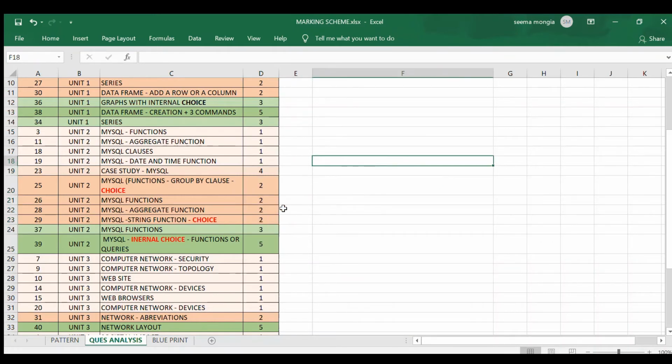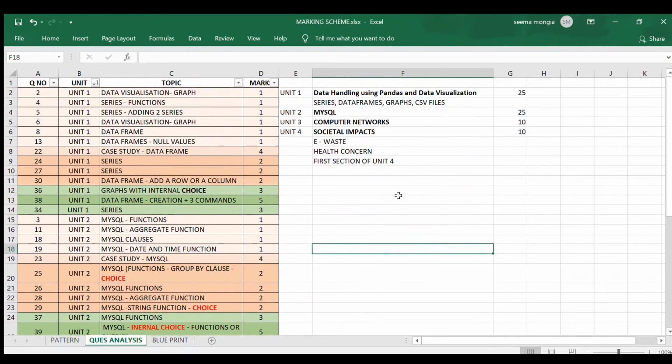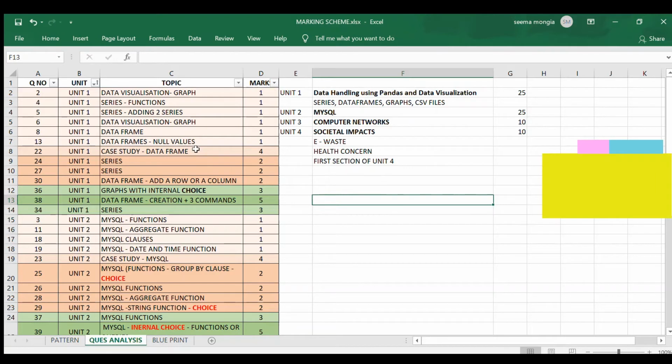Now coming on to Unit 1. Unit 1 is, you can say, the most important and detailed part, which contains the Python programming, pandas 1, pandas 2. It talks about series, it talks about data frames, it talks about data visualization graphs, and it also talks about a little bit of CSV file handling. Now CSV file handling as such is not covered over here, but yes, it is definitely expected in your projects.